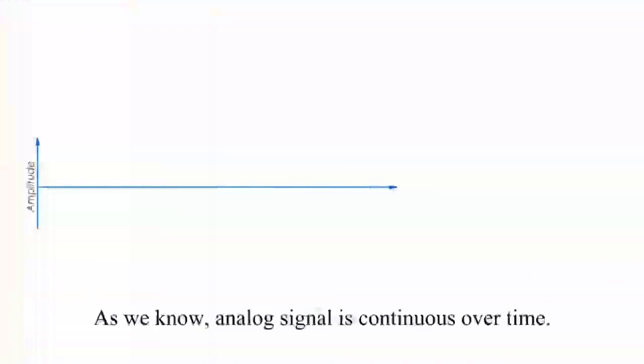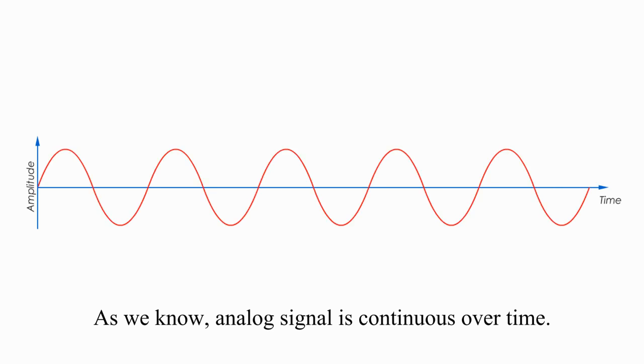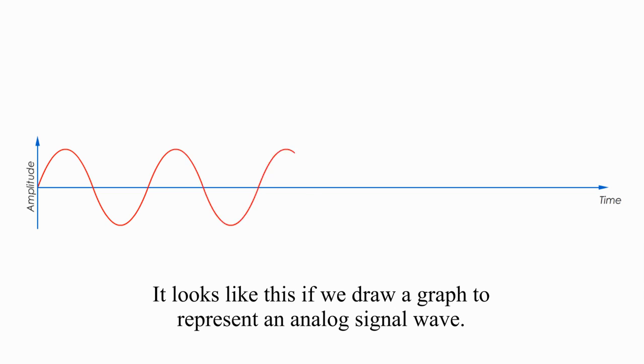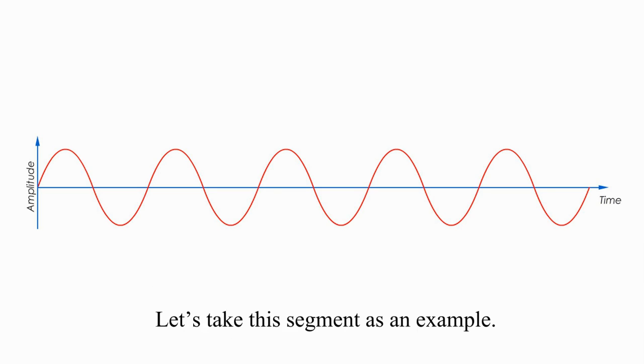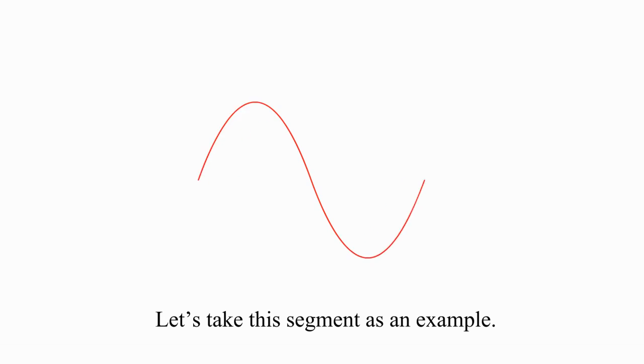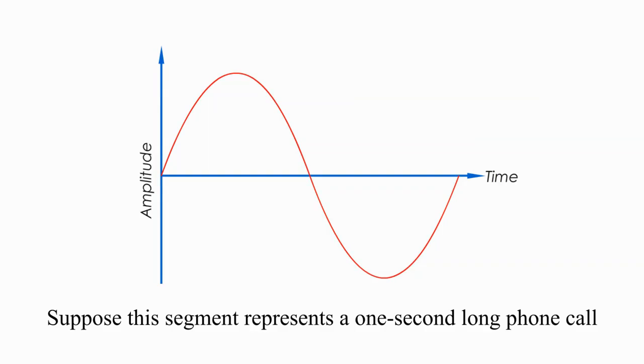As we know, analog signal is continuous over time. It looks like this if we draw a graph to represent an analog signal wave. Let's take this segment as an example. Suppose this segment represents a 1 second long telephone call.